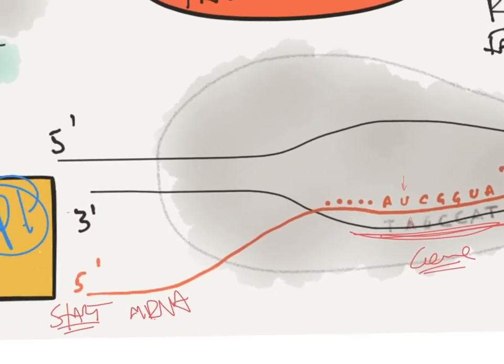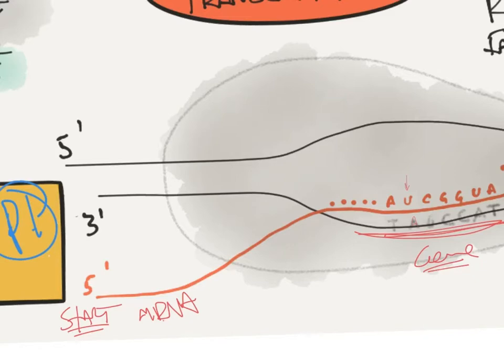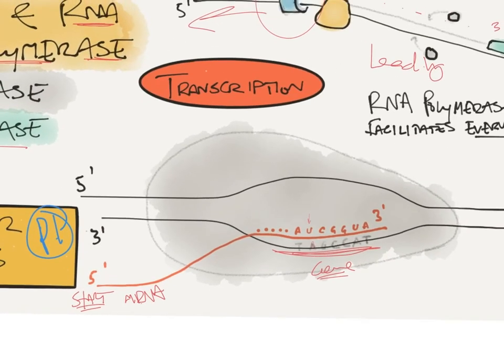As that mRNA is produced, it exits the RNA polymerase. So the RNA polymerase, first of all, is ignoring this top strand. It's reading this bottom strand, reads from 3' to 5'. So it's moving in that direction, and it spits out mRNA in that direction. And that's what we're going to talk about in this video.